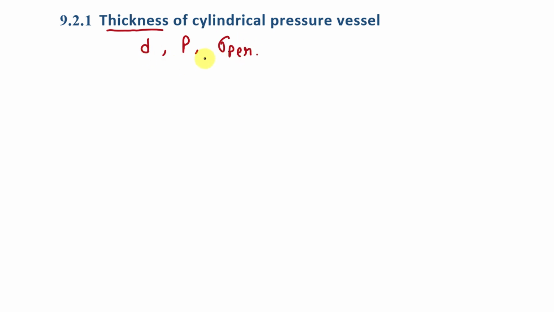So by using this value we have to find out thickness of cylindrical pressure vessel. So how can we find out? We know that stress induced in the body is equal to PD by 2T. That is actually hoop stress. And we know that in the case of cylindrical pressure vessel, hoop stress is greater than longitudinal stress. So we take induced stress is equal to hoop stress because it is maximum stress produced in the cylindrical pressure vessel.